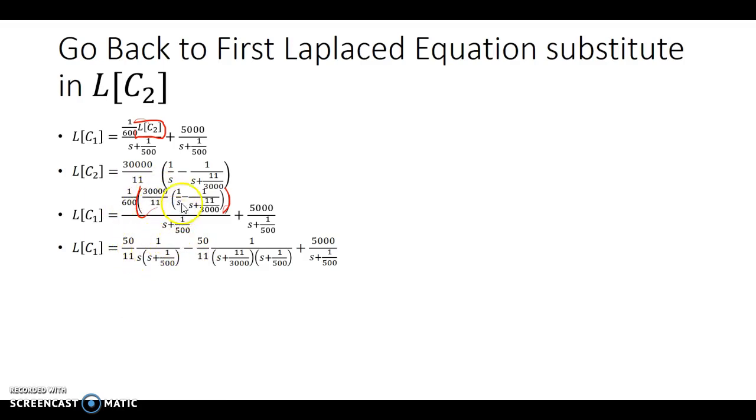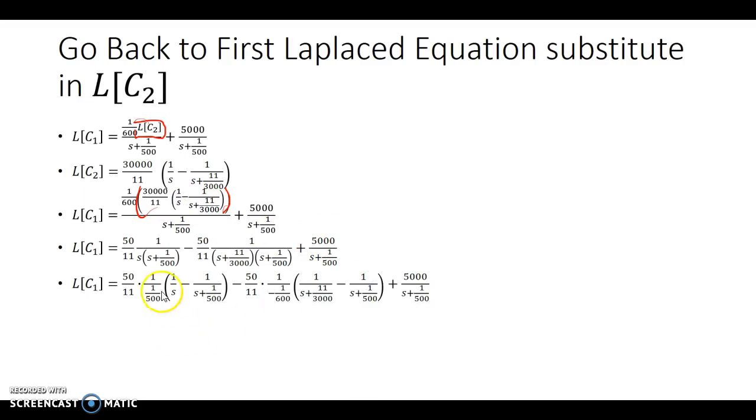Because this is just a constant, we have a fraction minus a fraction, so we're dividing both fractions by this term, which means this s + 1/500 will go into this denominator, which forms s times (s + 1/500), minus 50/11, that's distributing now to this term, s + 11/3000, and that gets divided by s + 1/500. And then there's my third term.